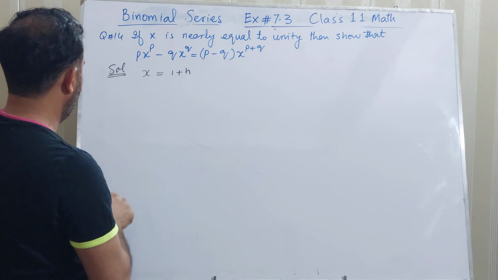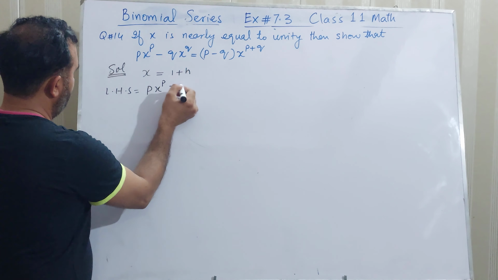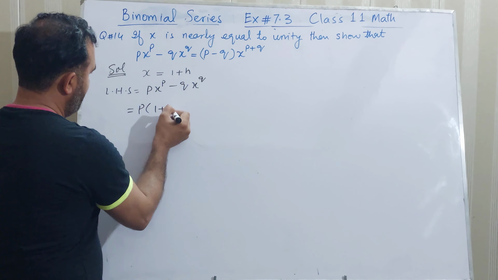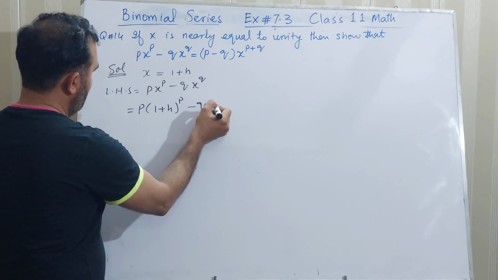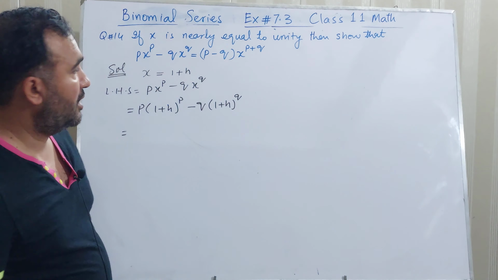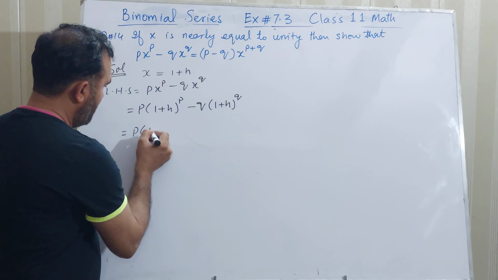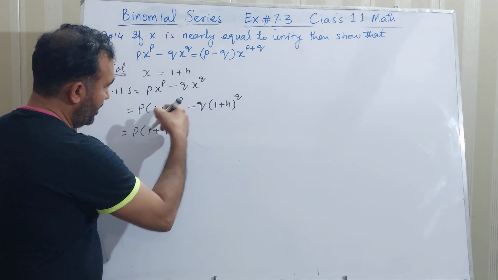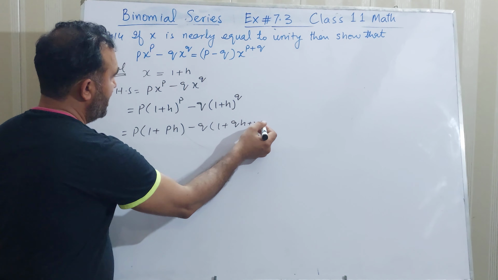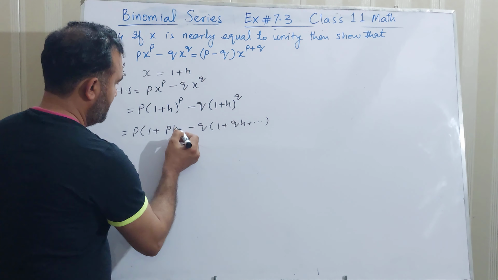Okay, so the left hand side is equal to px^p minus qx^q. Just put the value of x, which is p(1 plus h)^p minus q(1 plus h)^q, and now expand this up to just 2 terms. So it will be p(1 plus ph) and ignore the next term, and minus q(1 plus qh). There are some more terms, but we are ignoring those terms, right?